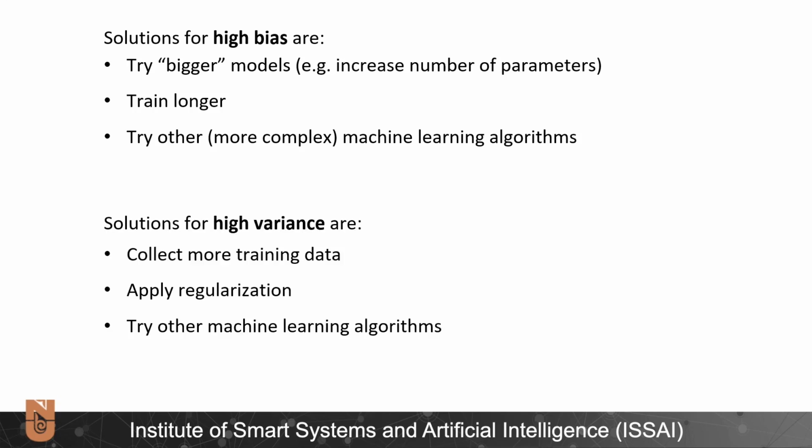Solutions for high variance are to collect more training data, or you can also apply regularization. Another solution is to try other machine learning algorithms. And in general, the strategy is first to solve the high bias problem and then focus on high variance problem.